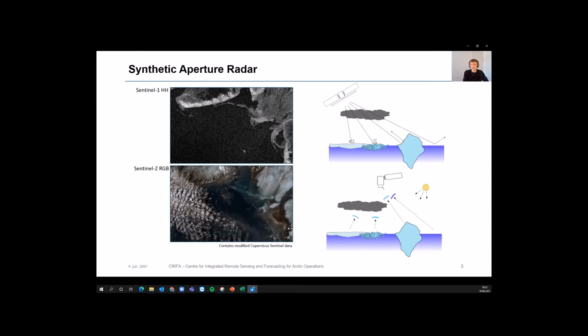Just showing you a quick example here, where we see that Sentinel-1 is able to see through the clouds and capture what is underneath on the water surface, as opposed to Sentinel-2, which is only able to capture images in cloud-free conditions.